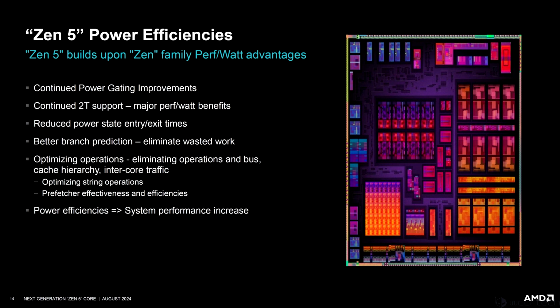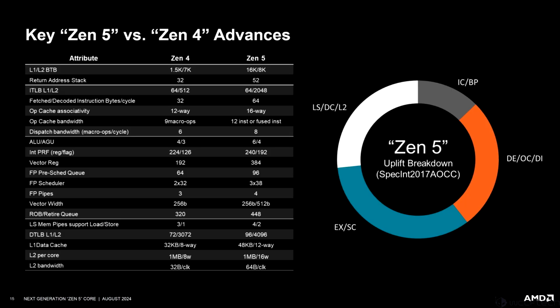Both Zen 5 and Zen 5C use the same ISA, which includes the following. For power efficiency improvements, AMD has built Zen 5 from the ground up and continues to build upon the power gating improvements and 2T support. Major perf per watt benefits. The Zen 5 architecture also features reduced power state entry, exit times, better branch prediction to eliminate waste work, and also optimizes operations by eliminating bus, cache, and inter-core traffic through string operations optimizations and prefetcher effectiveness and efficiencies. Following are the key advances made within Zen 5 versus Zen 4.